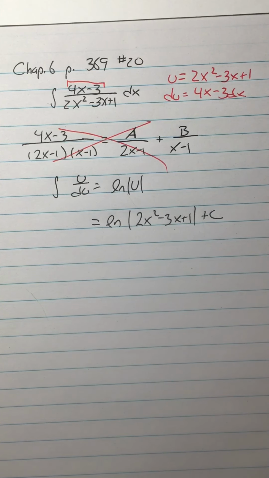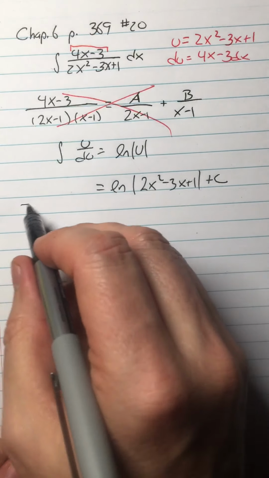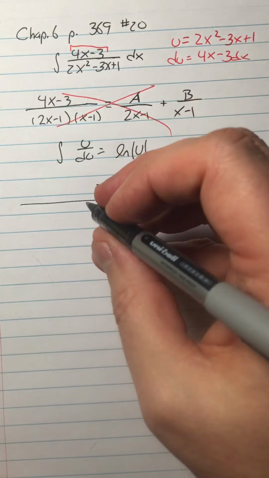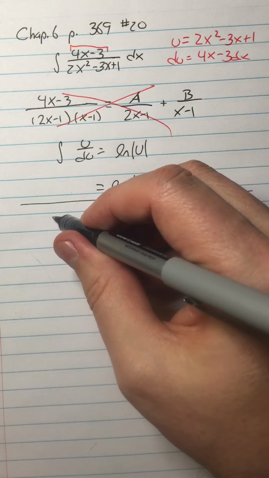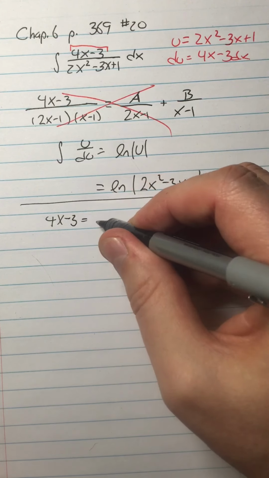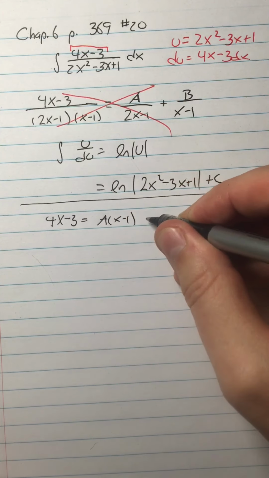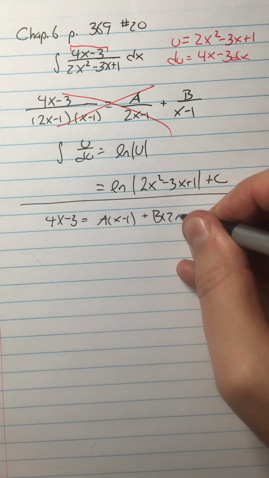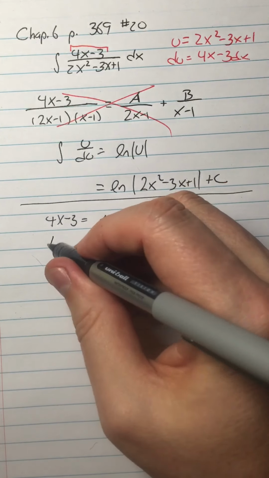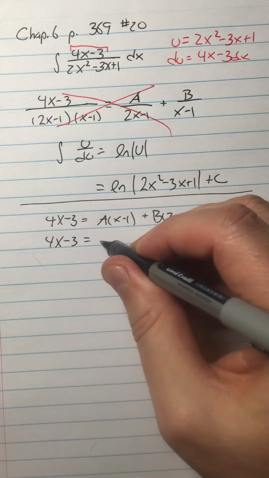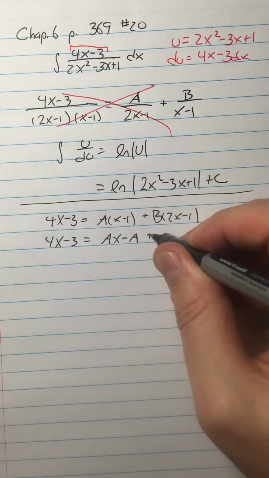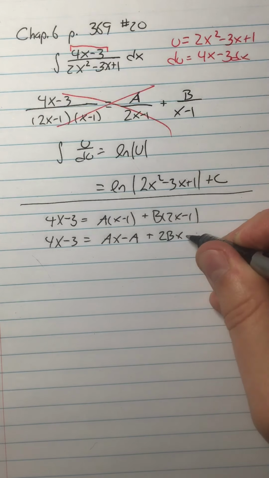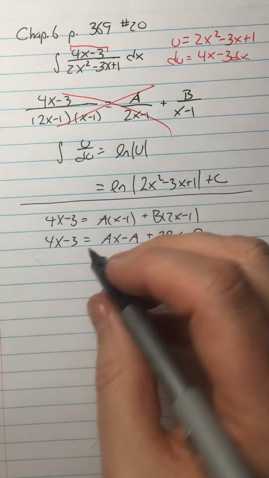All right, now obviously if I do it the other way, I'm going to have a sum of two different logs. I think it's worth comparing the two ways. So I would have 4x minus 3 equals A times (x minus 1) plus B times (2x minus 1). Obviously, this is going to be much more work. You don't want to do it this way, but just to see how they compare, because it's interesting to me. If it's not interesting to you, maybe you should stop watching this video.